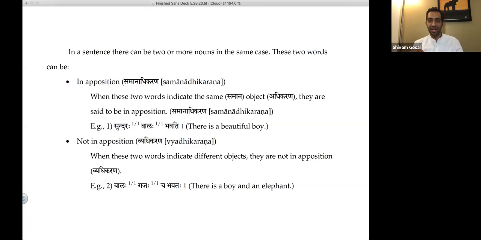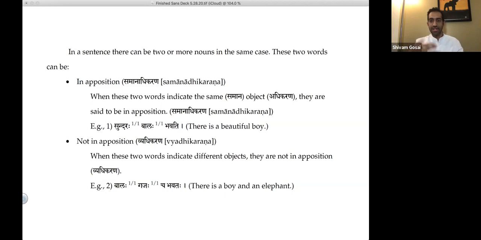The English translation of Samanadhikarana is apposition, not opposition, but apposition. Apposition is just as foreign as saying Samanadhikarana, since we don't know the word apposition in normal English anyway, so I'll just say Samanadhikarana. An example is sundaraha balaha bhavati. Sundara means beautiful, bala is boy. Beautiful and boy refer to the same person, the same object.